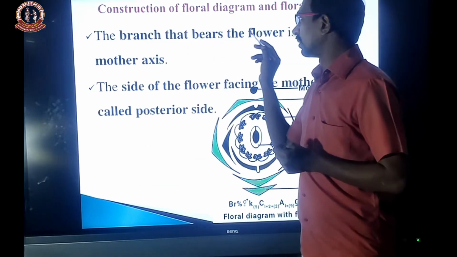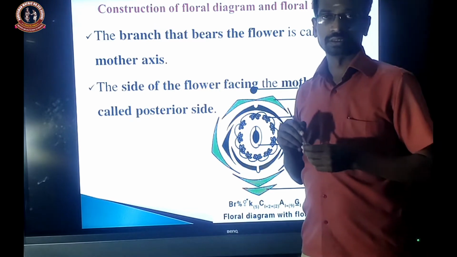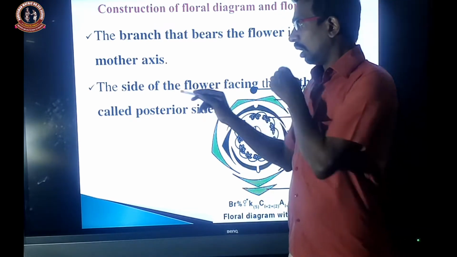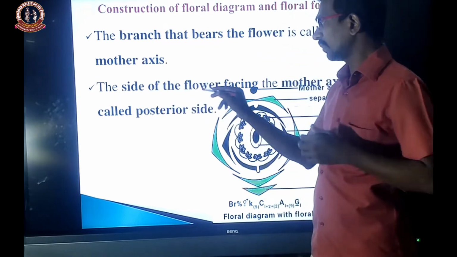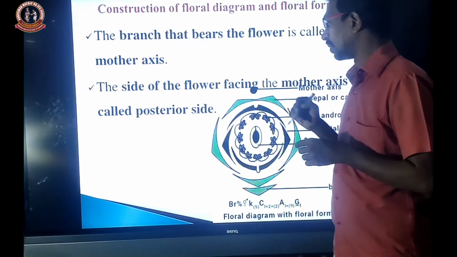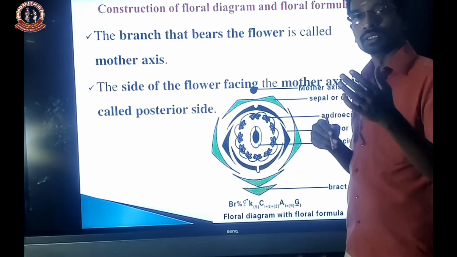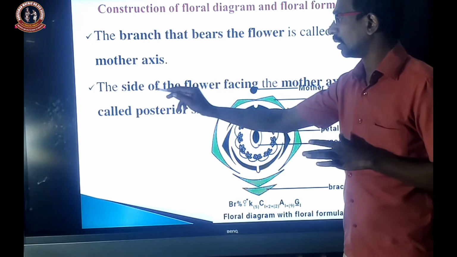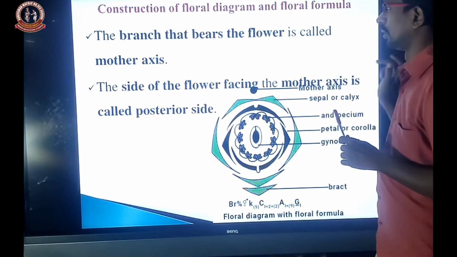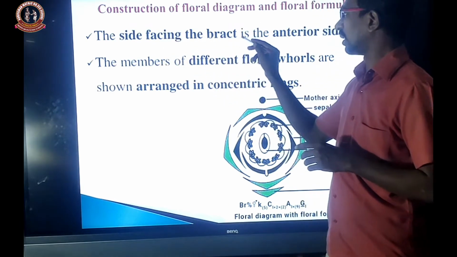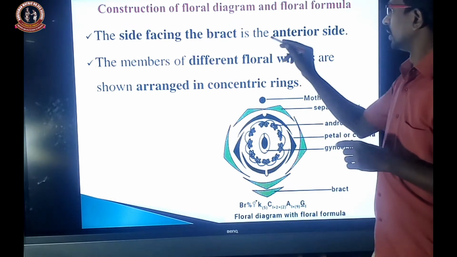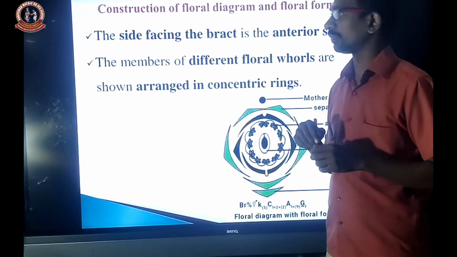The branch that bears the flower is called the mother axis. Which branch has the flower? That is called the mother axis. The side of the flower facing the mother axis is called the posterior side. And the side facing the bract, the side of the flower which is facing the bract, is the anterior side.